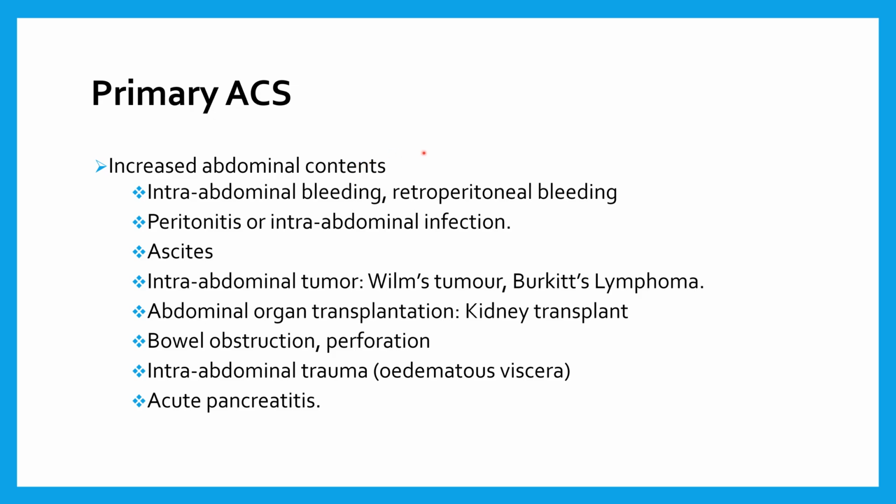Or increased abdominal contents. These contents could be fluid, like bleeding from trauma or retroperitoneal bleeding, or ascites, or a tumor like Wilms tumor or Burkitt lymphoma, or from organ transplantation, like a child who received a kidney donated from an adult. So we have to think about abdominal compartment syndrome with bowel obstruction or perforation, intra-abdominal trauma causing edematous viscera, and acute pancreatitis.